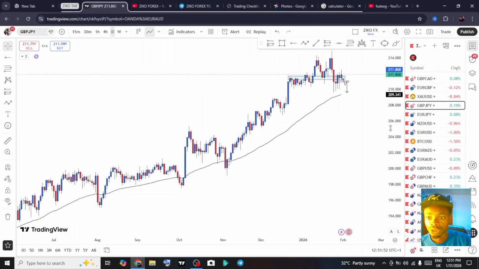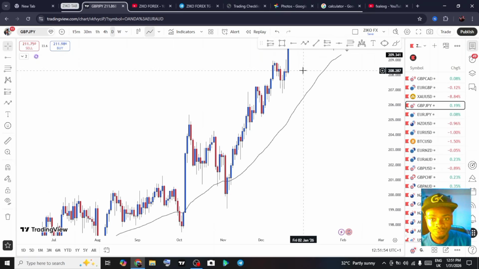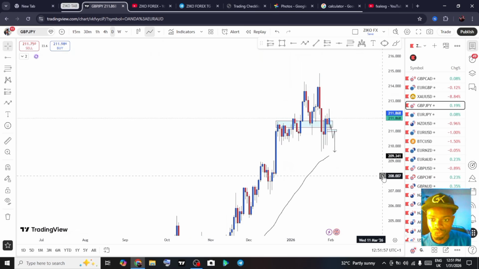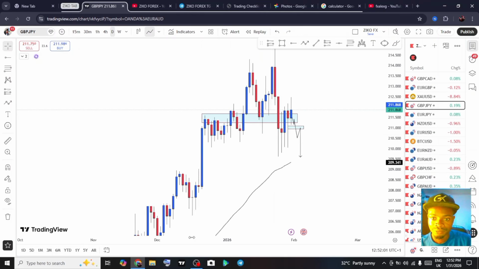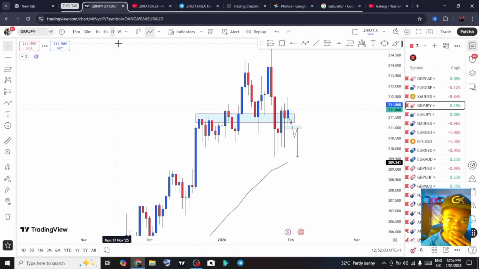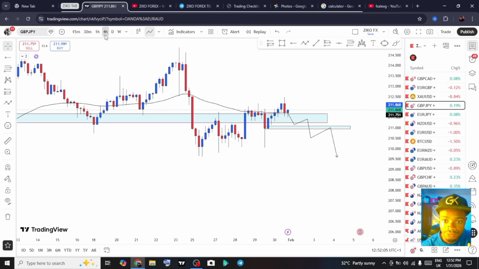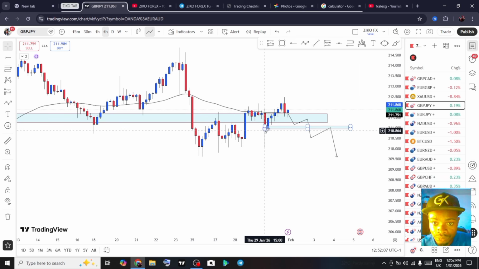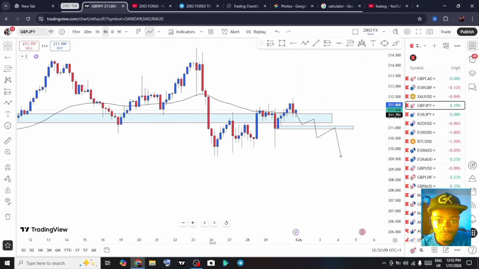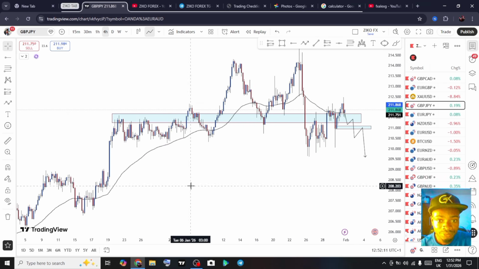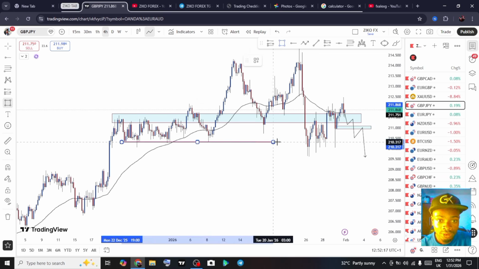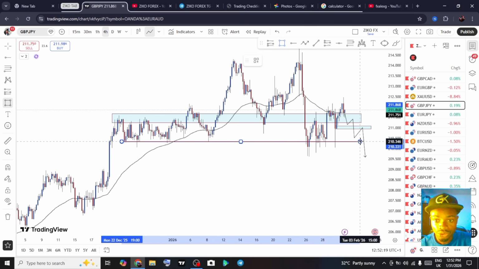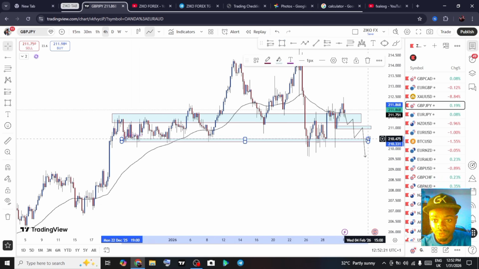Now, GBP JPY, overall market structure is bullish, but market structure right now is bearish, right? Okay, that's the data on the daily time frame. 4-hour time frame now. On the 4-hour time frame, we also have a strong area right here too. So let's draw that one too as well. Let's not ignore it.